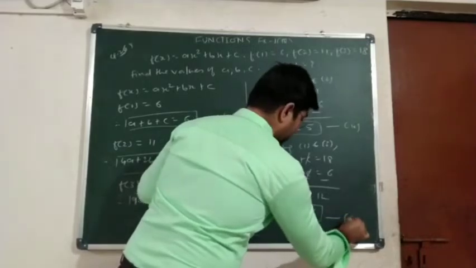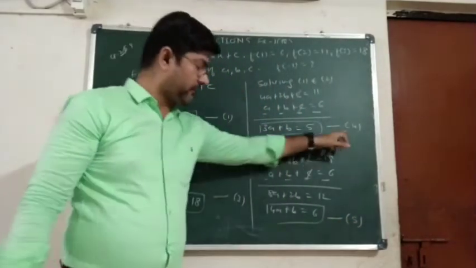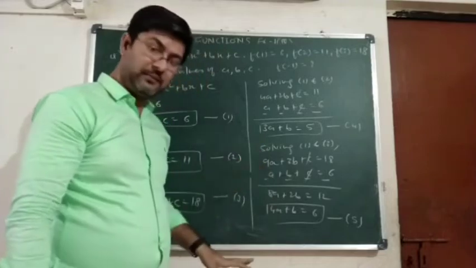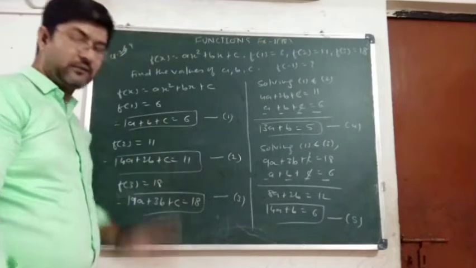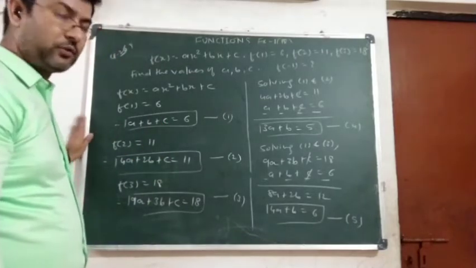And finally we will solve equation 4 and 5 to get the values of a and b. And the values of a and b we can put in the equation number 1 to get the value of c. Please make a quick note.